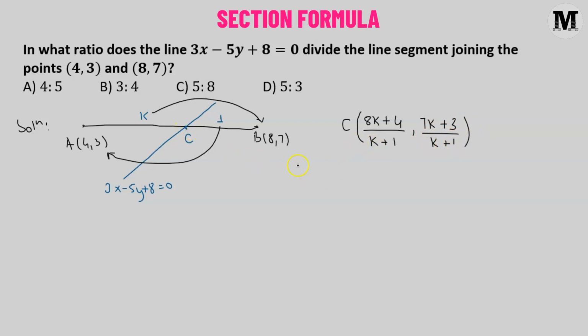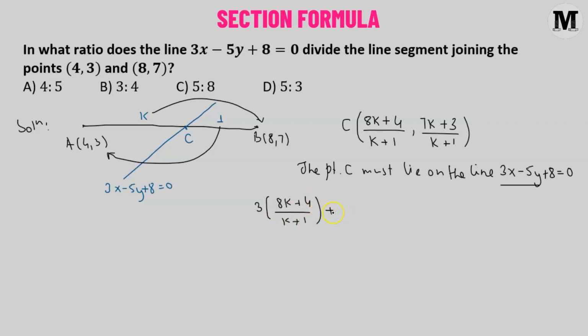Now clearly, the point C must lie on the line whose equation is 3x minus 5y plus 8 equals to 0. So in this case, since it lies on the line, that means this point is going to satisfy this particular equation. So all we can do is replace the value of x with (8k plus 4) divided by (k plus 1), and then add negative 5 times y, so y will be replaced with (7k plus 3) divided by (k plus 1), plus 8 equals to 0. Once we solve this equation, we'll be easily able to obtain the value of k.